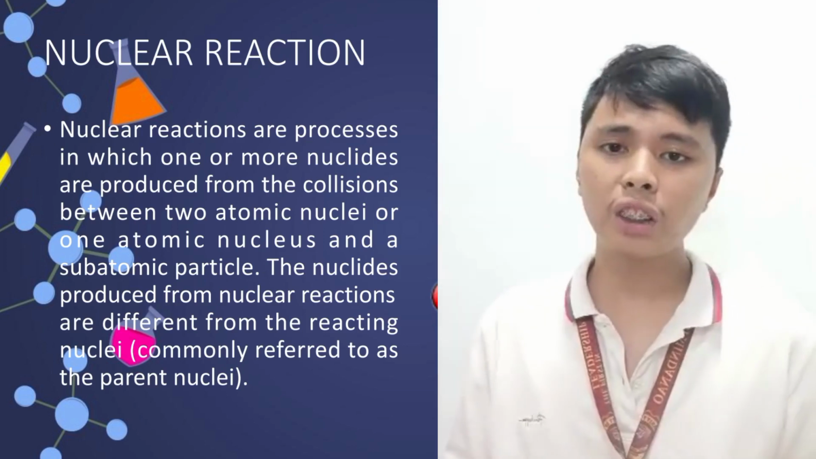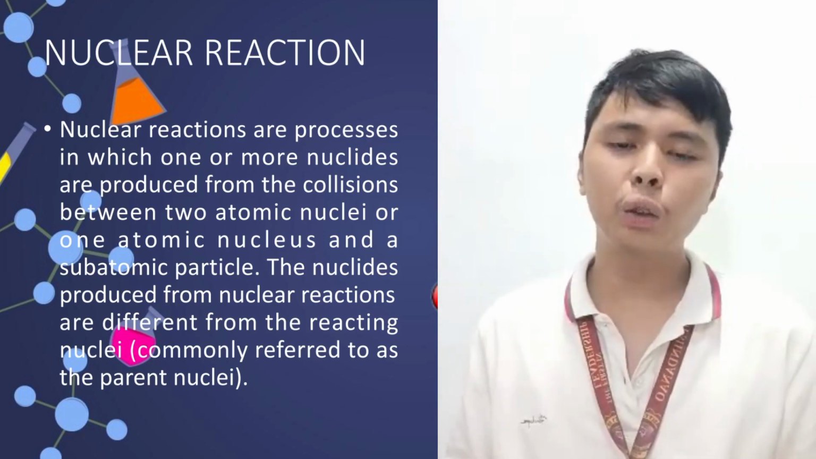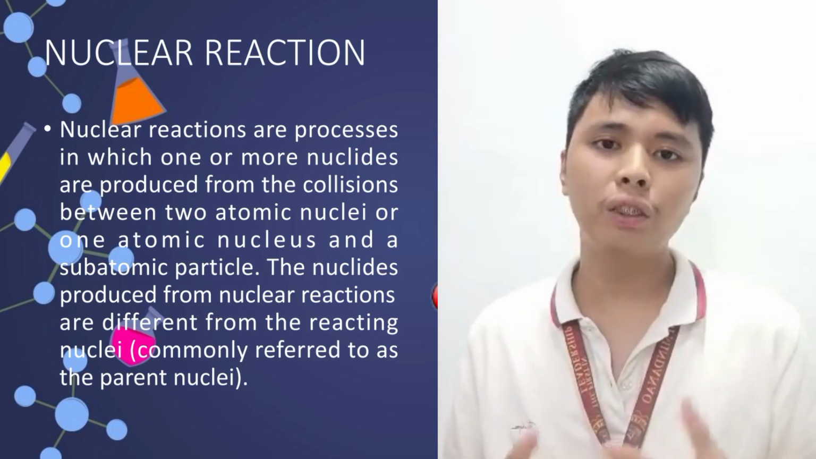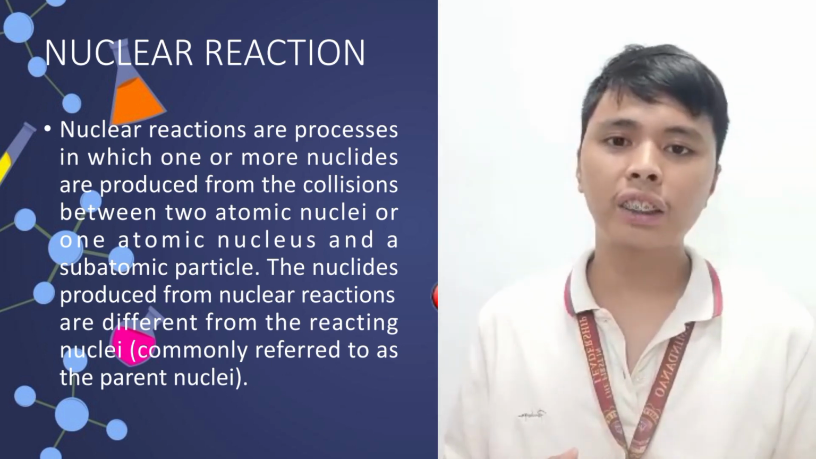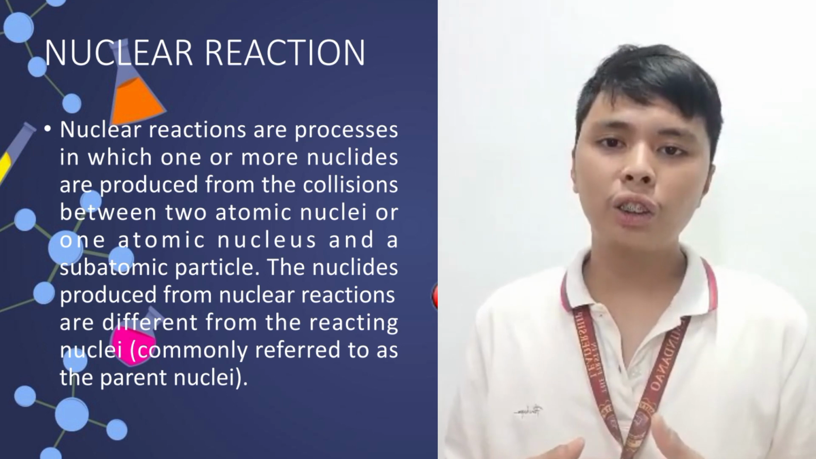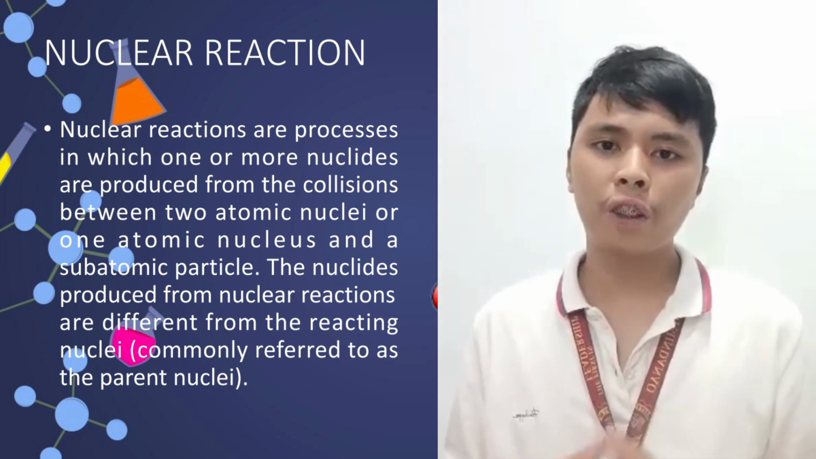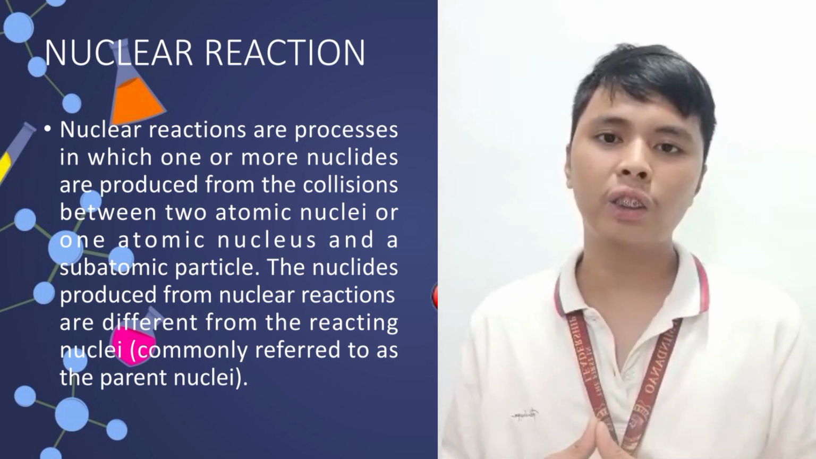In a nuclear fusion reaction, at least two atomic nuclei combine, fusing into a single nucleus. Subatomic particles such as neutrons or photons are also formed as products in this nuclear reaction.